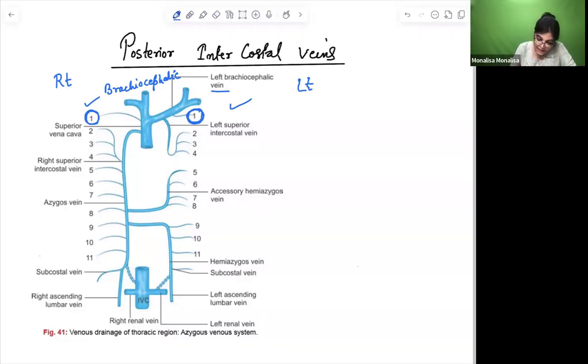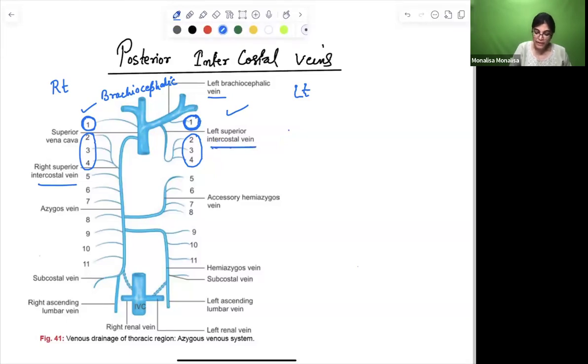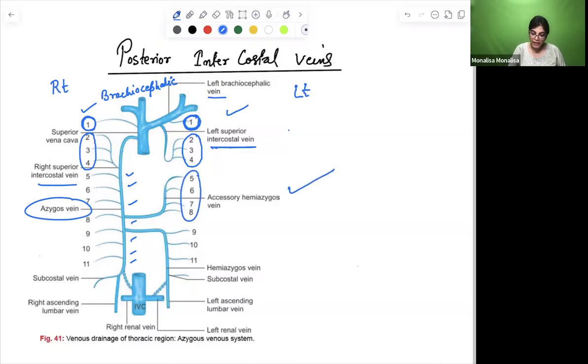And here you can see second, third and fourth. If you will see, second, third and fourth are forming superior intercostal vein on right and left side. In left side, it is draining into which vein? Can you see? It is draining into left brachiocephalic vein. So in this diagram, you can see in left side, the left superior intercostal vein drains into brachiocephalic vein. And in the right side, it is draining into azygous vein. Now, 5th, 6th, 7th, 8th, 9th, 10th, 11th, all will also drain into azygous vein in the right side. But 5th, 6th, 7th, 8th in the left side will drain into accessory hemiazygous vein. 9th, 10th, 11th will be draining into hemiazygous vein.